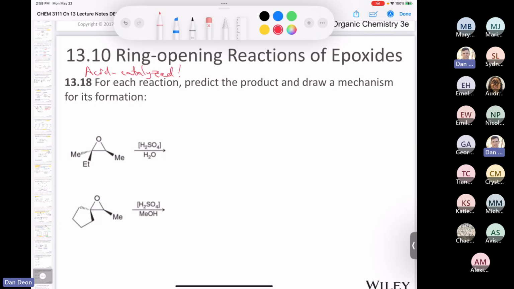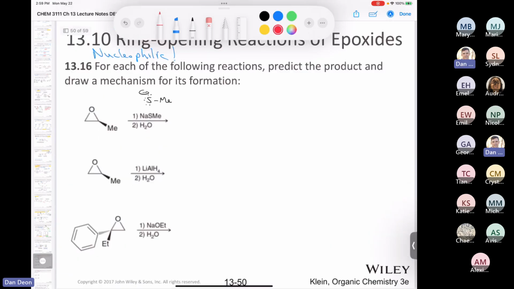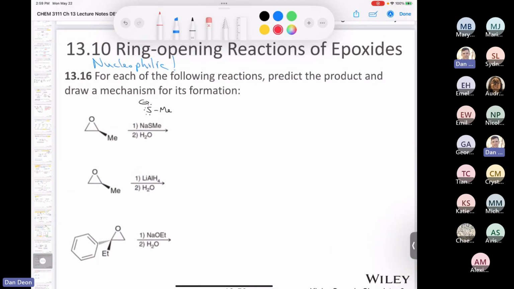Well, with all that in mind, let's take a look at the first one. We'll try a couple of these, and then maybe we'll take a break and you can try a couple on your own.